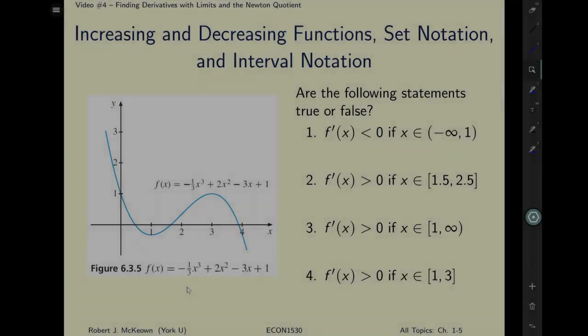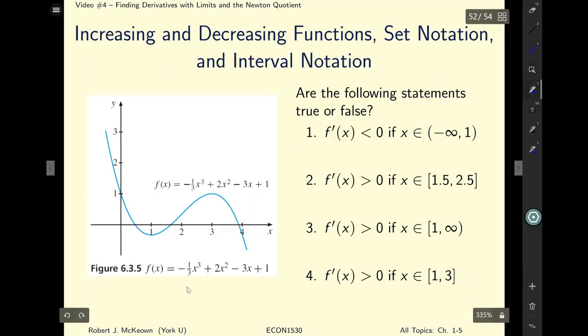Now this little element, I should probably explain. This sort of funny looking curvy e, it just means in. So this says that if x is in the set negative infinity to 1, and it's open on 1. And so if we look over here, we're talking about which part of the diagram? We're talking about the part from here and leftwards.